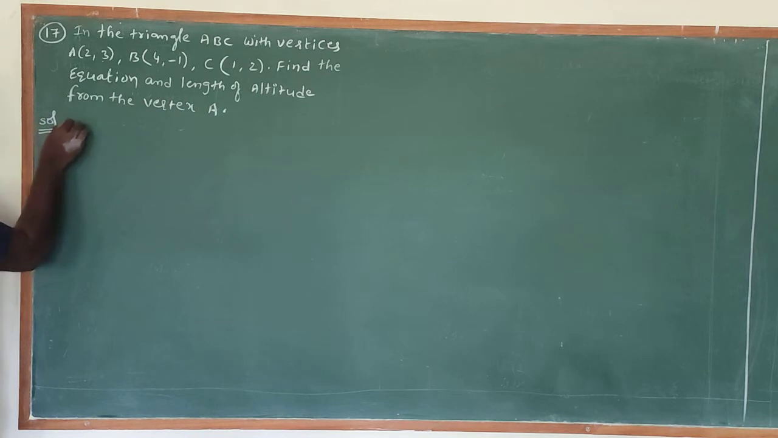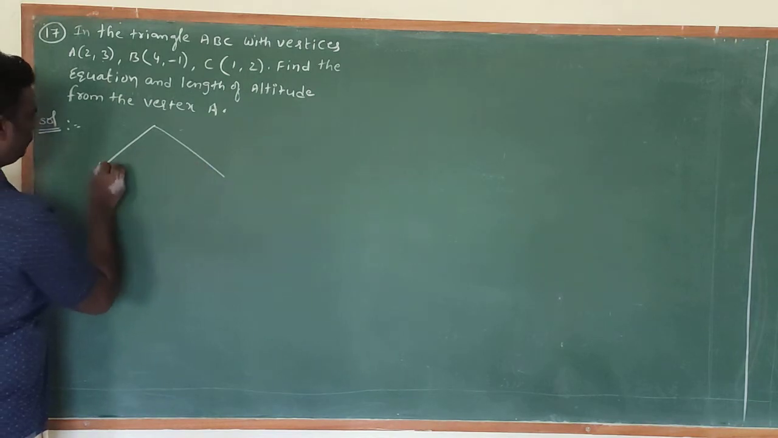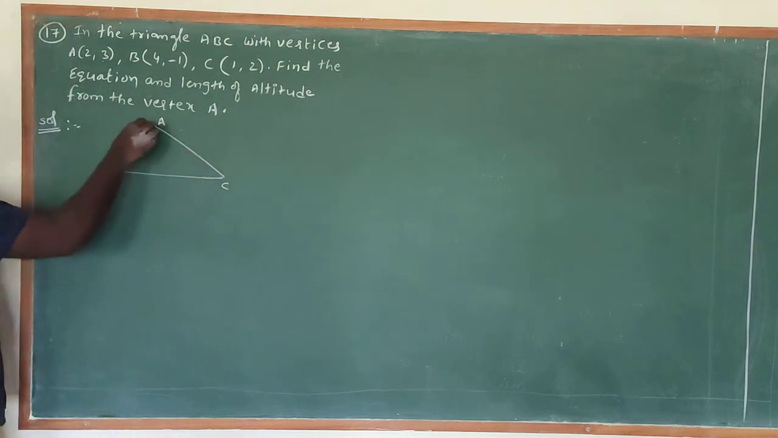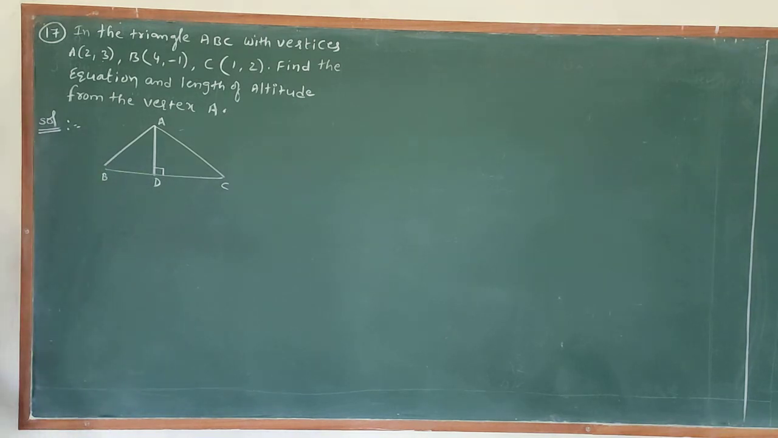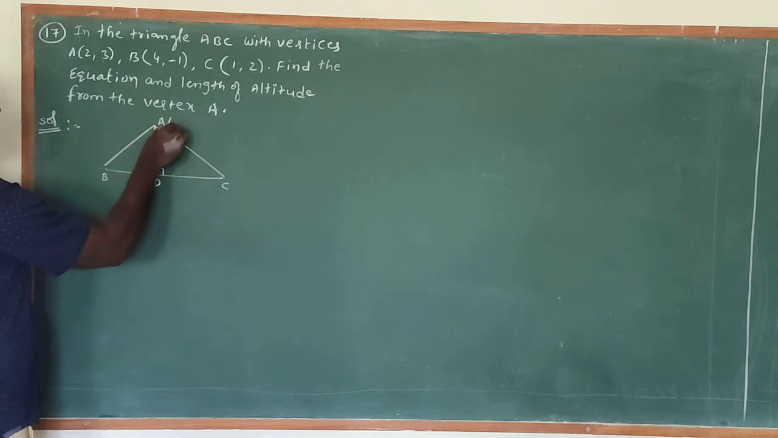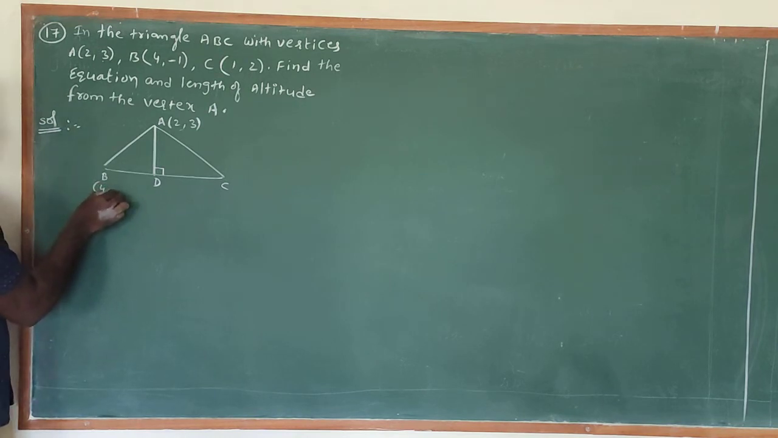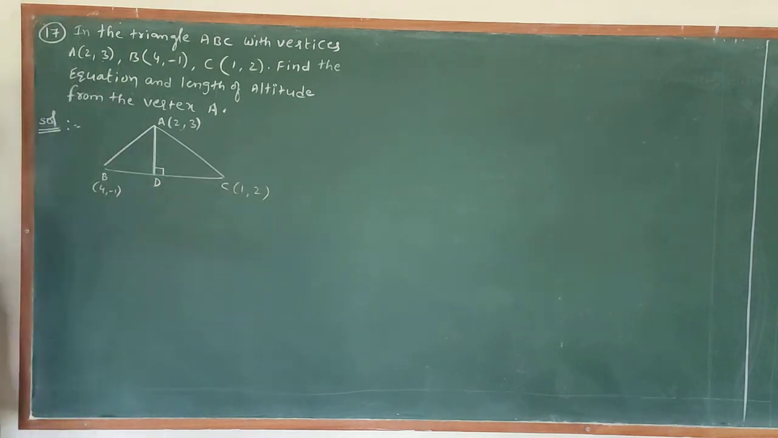First, I will draw the rough diagram. This is ABC. This is altitude AD. Altitude is always perpendicular to the opposite side. Okay. So we need to find this length and this equation. Now A point is (2, 3), B point is (4, -1), C point is (1, 2).